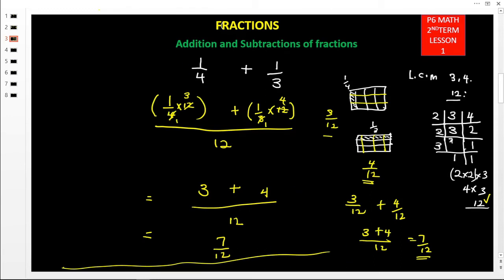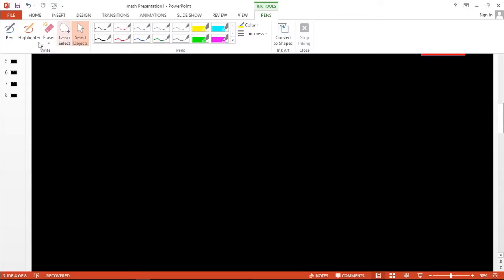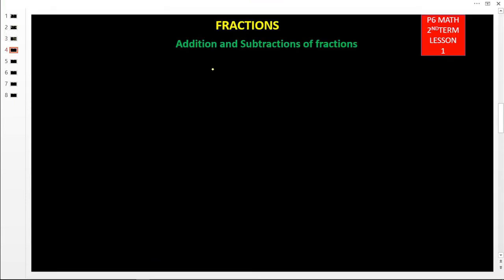Okay. So let us move on again and look at another example here. So this example is also, I think now we are understanding. So this example is going to be 2 out of 3, then plus 2 out of 5.